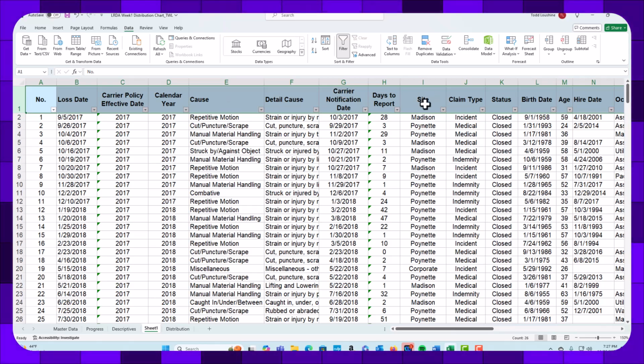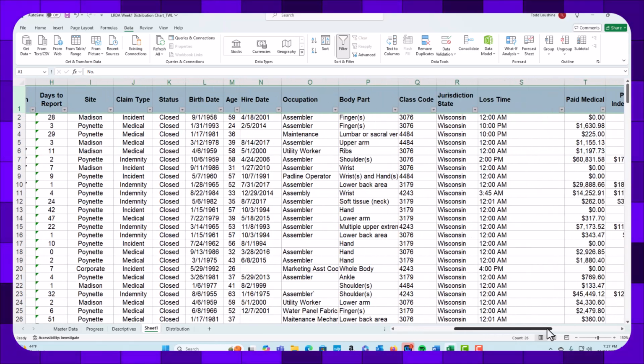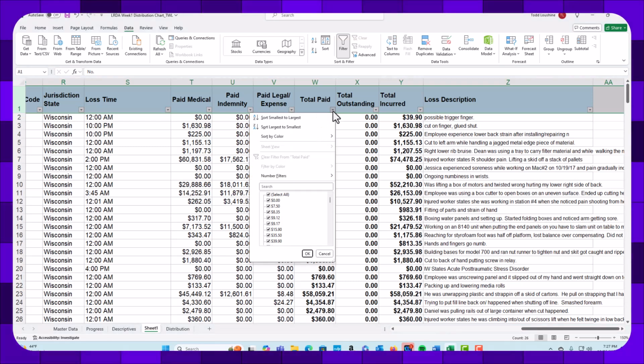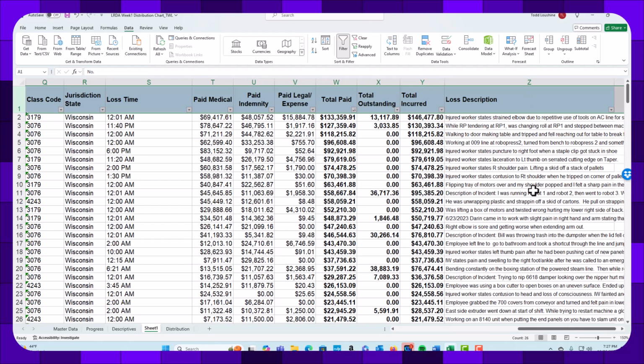Nice shot, man. So what we want to do is sort by total paid. We're scrolling over. Here is total paid right here. You see this little arrow down, this drop-down window? We want to sort it from largest to smallest, so the most expensive claims jump to the top.